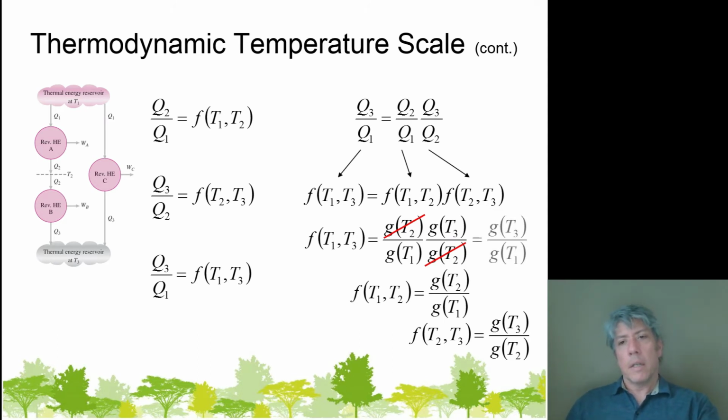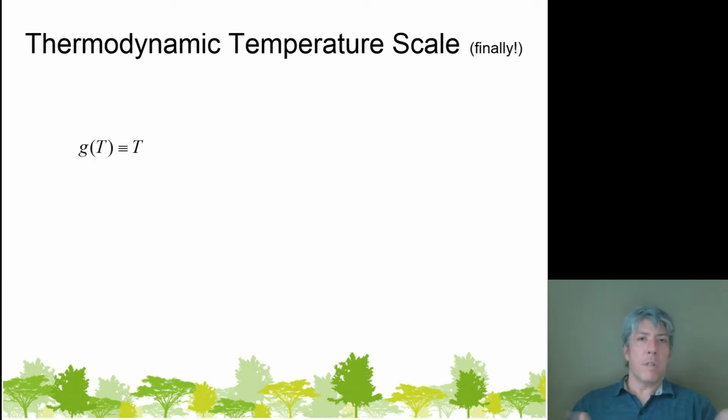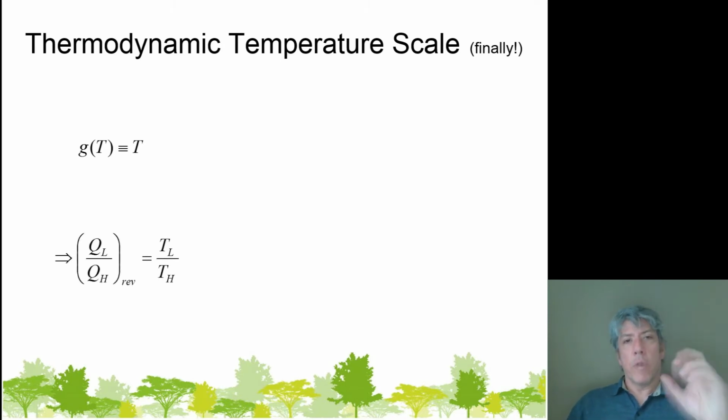Okay. So that looks nice, it looks promising if we just break up the dependence into numerator and denominator. But the simplest function g would just be the temperature T. If that's the case, then the ratio of the heat flows for a reversible heat engine, because remember that's what we've been dealing with so far, must be TL over TH, where the temperatures are just the absolute temperatures. Okay? That would be the simplest form.